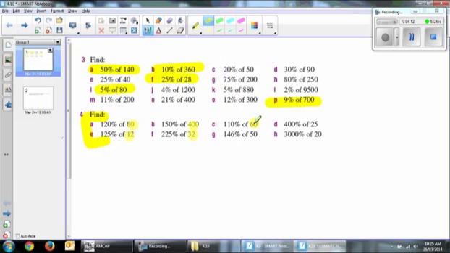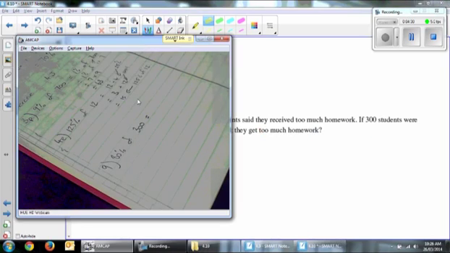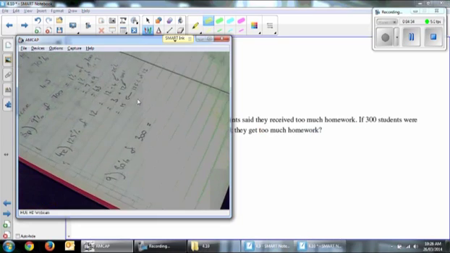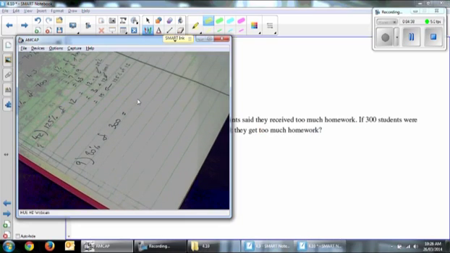Now, we're going to have a look at our problem solving question. In our problem solving question, we're going to do a different sort of strategy. In a survey, 80% of students said they received too much homework. If 300 students were surveyed, how many students felt they get too much homework? Now, once again, we can do this by using our knowledge of numbers. If you don't have a good knowledge of numbers, you can actually do an equation to help us get to the answer.